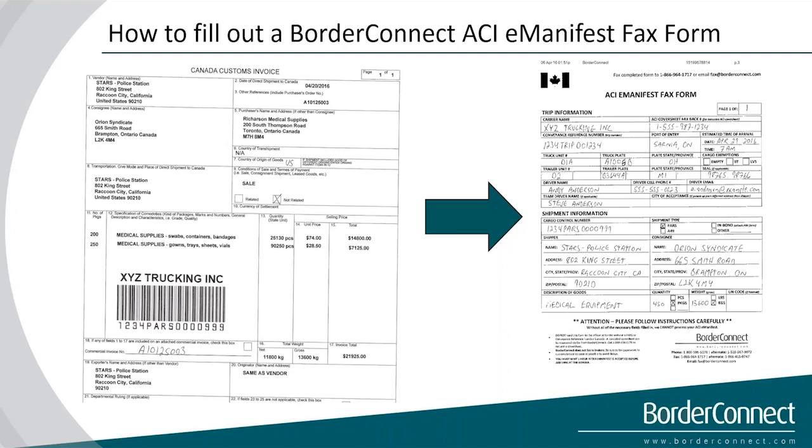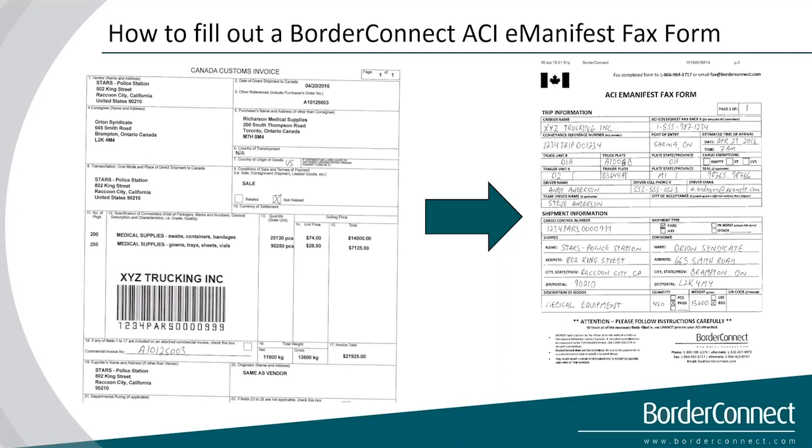Now, this is how to fill out a BorderConnect ACI e-manifest fax form. So this one's going into Canada as opposed to the last one, which is going into the US. Here, you can see that he took the vendor for the shipper, which is fine, because you don't necessarily want to use the vendor at all, actually, because customs wants exactly where it's coming from. They want to know where the shipment was actually being picked up from. In this case, if you look at the bottom of this Canada Customs invoice, the originator is what you're looking for. And as you can see, the originator is the same as the vendor. So this is filled out correctly.